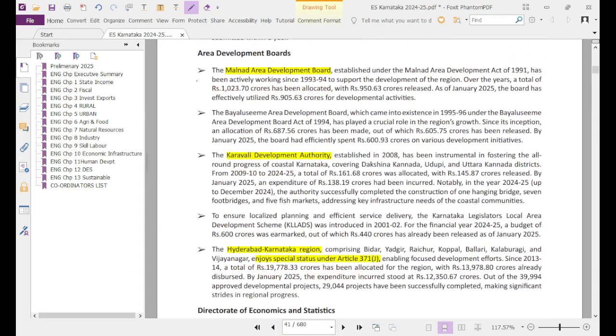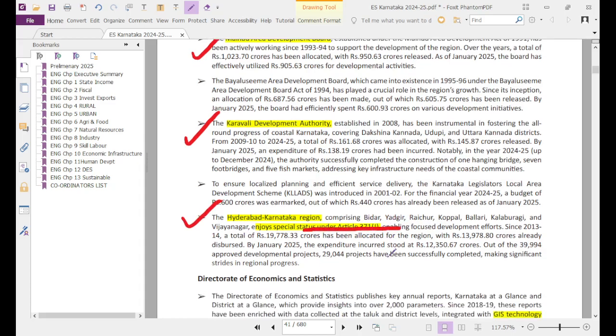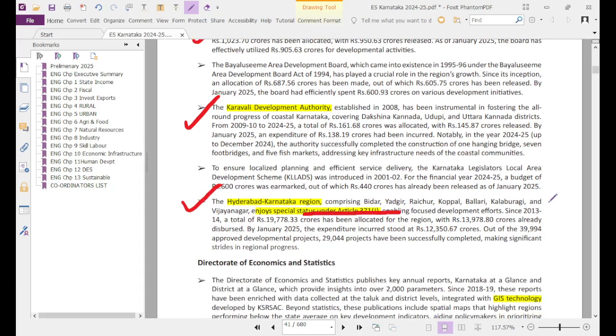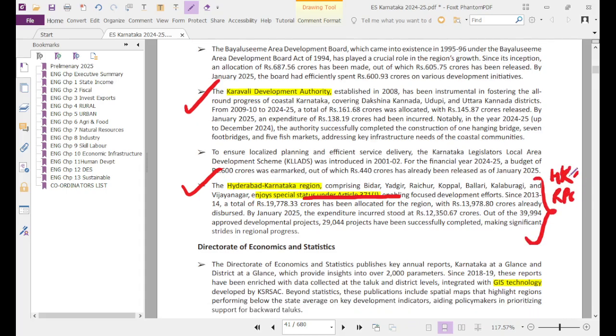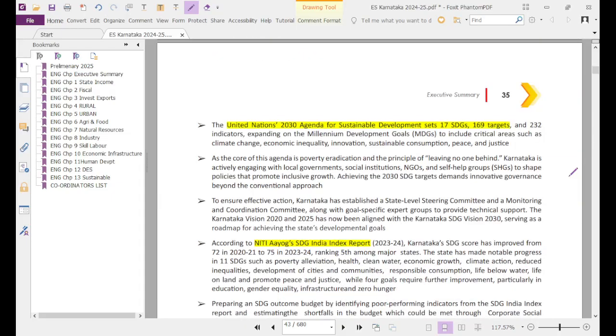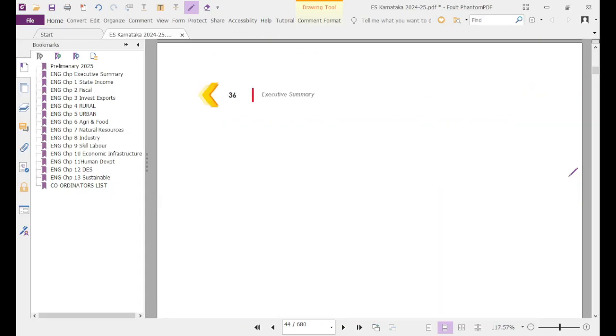Area based development is there. The Malnad Area Development Board is there. The Karavali Development Board is there. The Hyderabad Karnataka region enjoys a special status under Article 371J. Reservation facilities are there. Even in this KAS mains exam, we see that there is a Hyderabad Karnataka cadre and a rest of Karnataka cadre, right? Separate reservations are there for candidates belonging to the Hyderabad Karnataka region. So this is it.